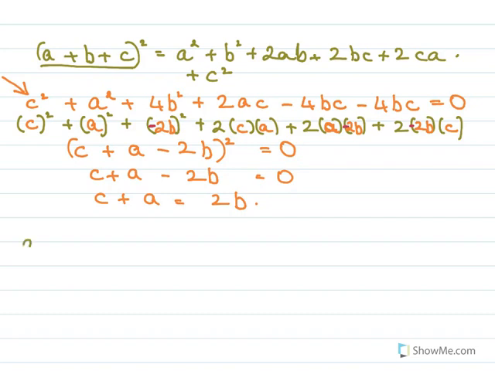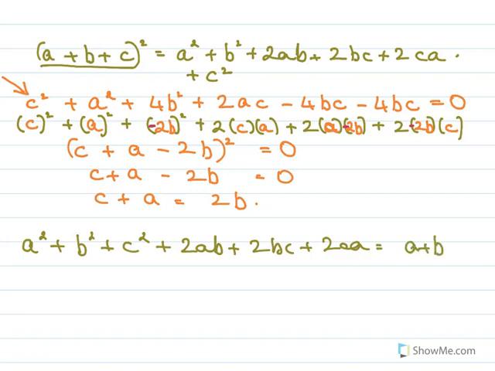Just to explain this again, when we are given a square plus b square plus c square plus 2ab plus 2bc plus 2ca, we can write it as (a plus b plus c) the whole square. And that's exactly what we have done.